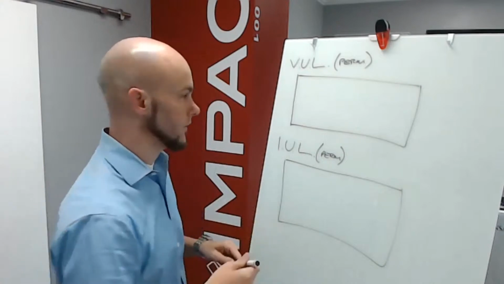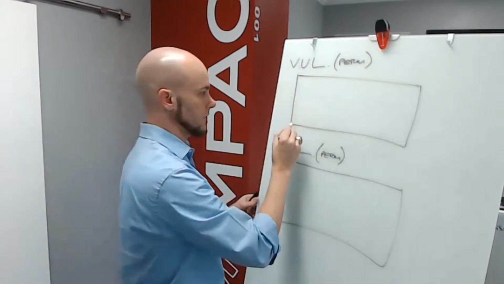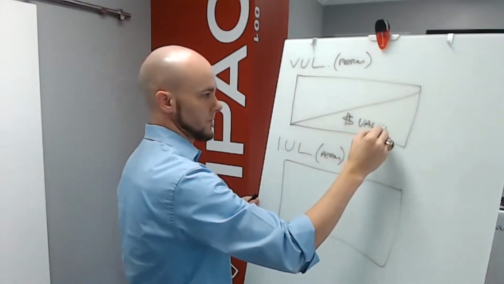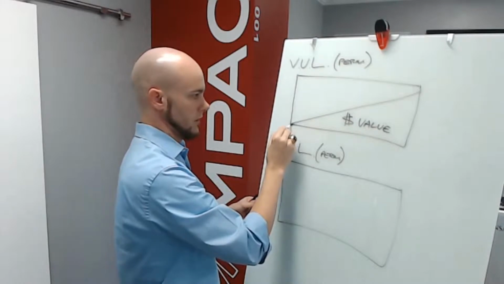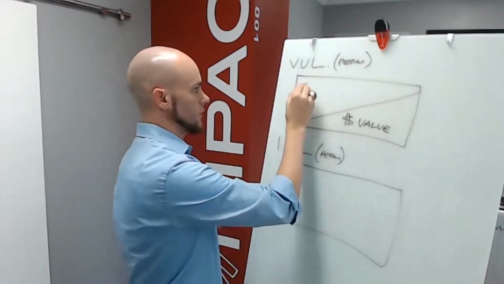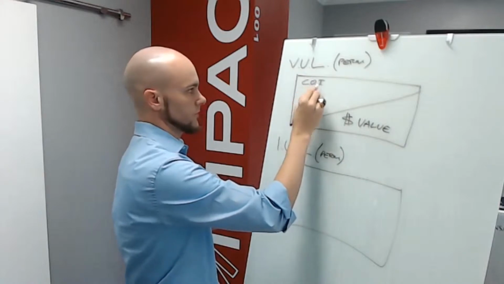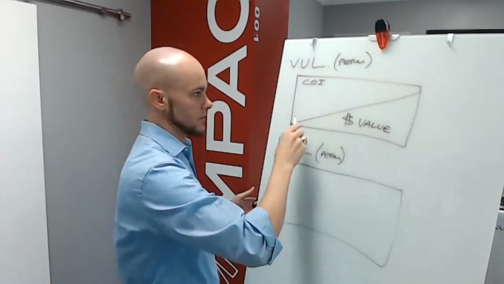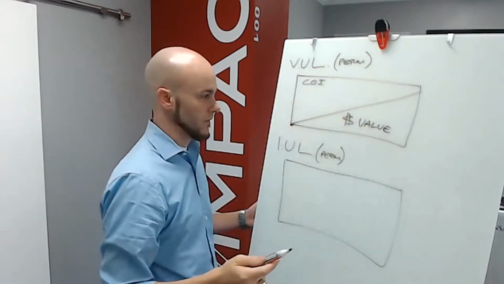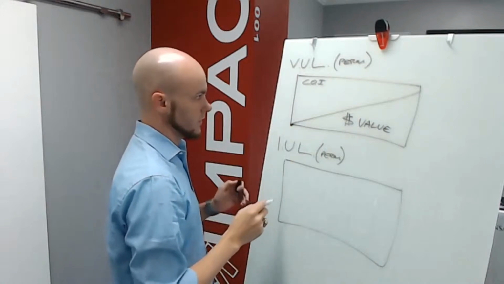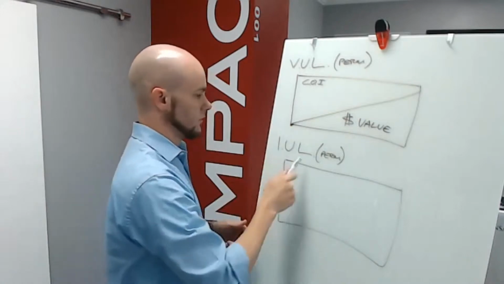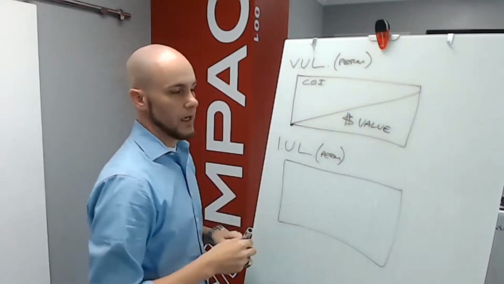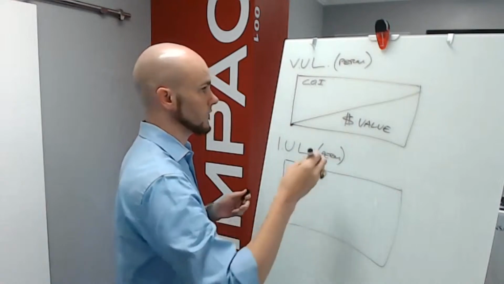So there's 2 components of any permanent plan. You're going to have the cash value that starts at 0 and grows over time. And then you have the cost of insurance that, depending on the plan, could decrease over time, could slowly increase. But this is just to show that there's 2 halves. Okay, and then the same thing with an IUL, or indexed universal life, and we'll get to that when we get down to here.